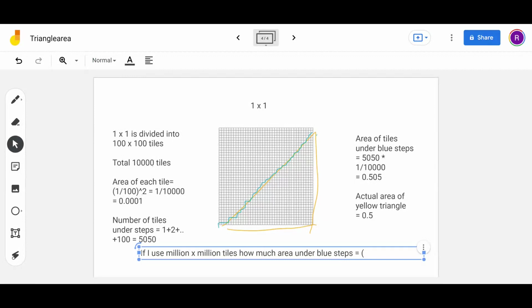Yeah. So instead of using a million, let's use n. So 1 by n whole square. This caret is square. Just pretend that when I say caret 2, it is just square. So 1 by a million whole squared and multiplied by what? The number of tiles. What is the number of tiles? Millions. How many tiles are there under the blue thing?